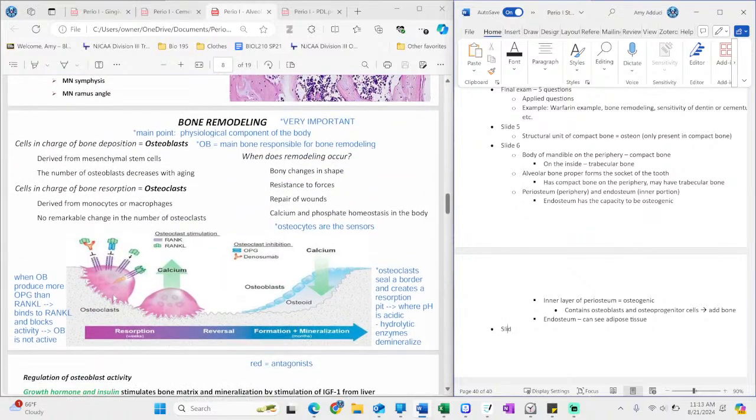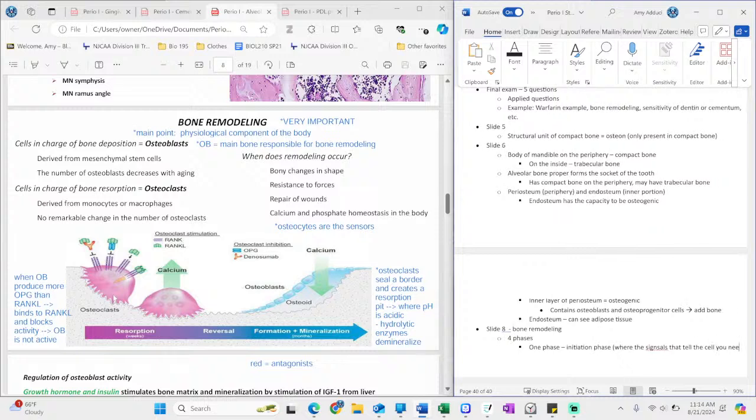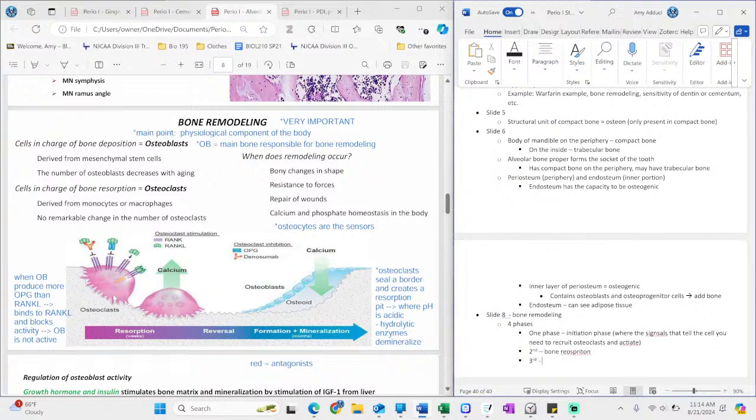Regarding bone remodeling, remember that it's made in 4 phases. One phase is the initiation, the phase in which the signals tell the cell you need to recruit osteoclasts and activate them. The second phase is the actual bone resorption. The third phase is another phase in which the signal says stop degrading bone. The fourth phase, bone deposition. Okay? Those are the classic phases for bone remodeling.